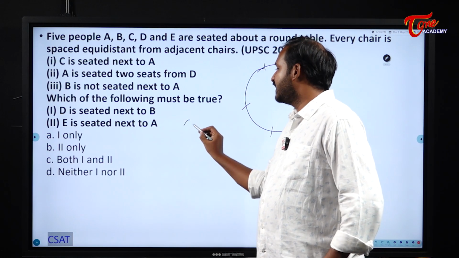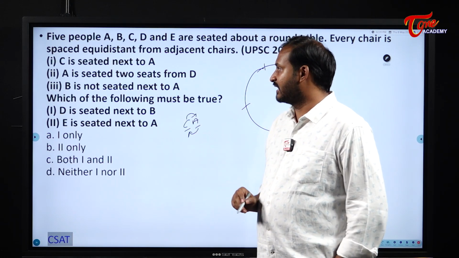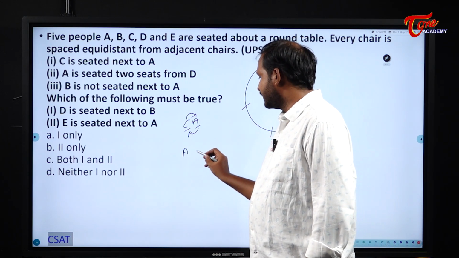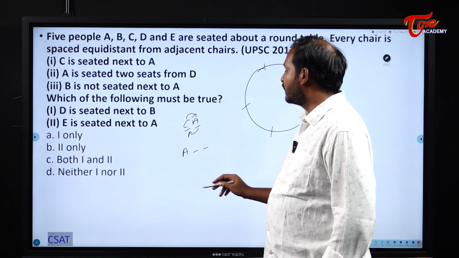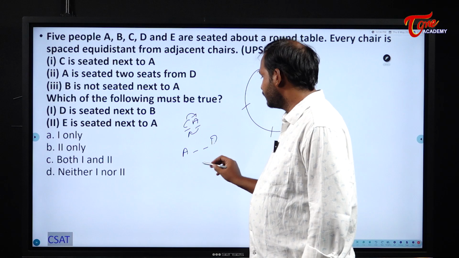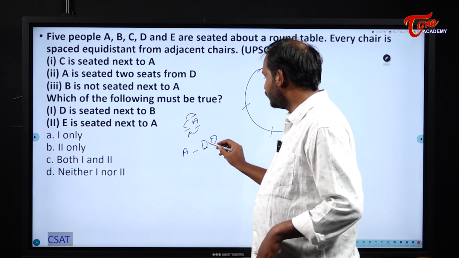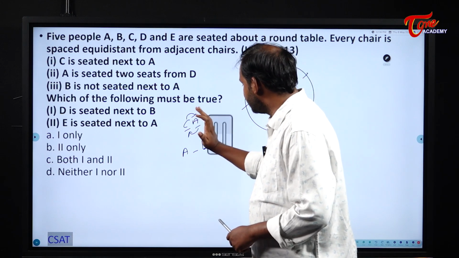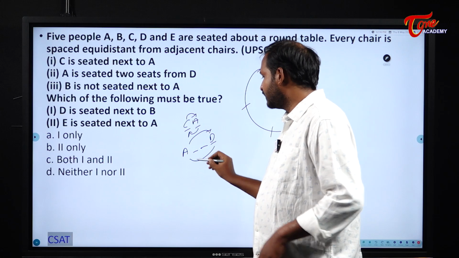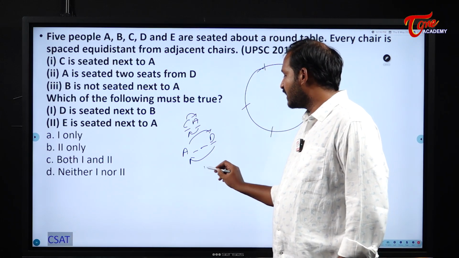Next, C is seated next to A. It means A and C are neighbors. Next, A is seated 2 seats from D. Okay, so between A and D I have 2 seats. Next, B is not seated next to A. B and A are not neighbors.